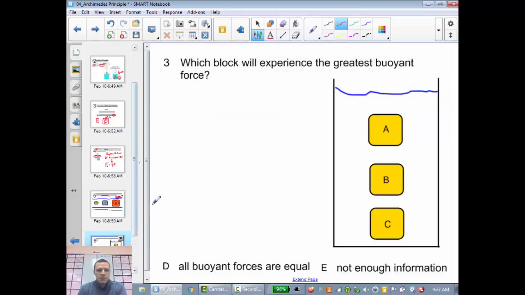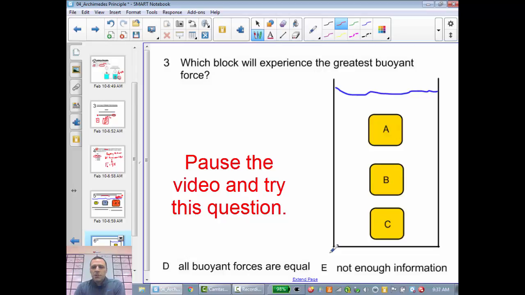Okay, final 2 questions. Here's the last multiple choice. Which block will experience the greatest buoyant force? Is it A, B, or C? Or do they all have equal buoyant forces? Or again, do you have enough information? Pause the video and try this question. And when we come back, I'll show you what the answer is.